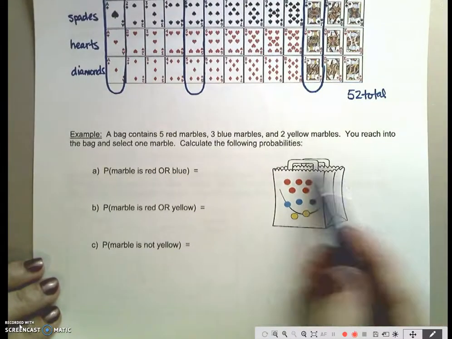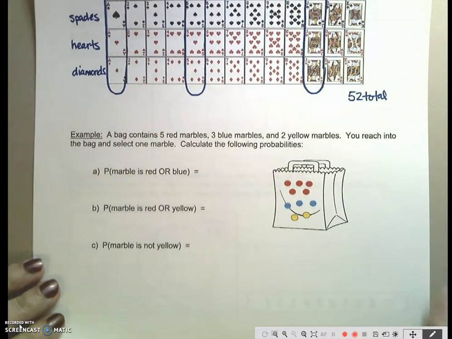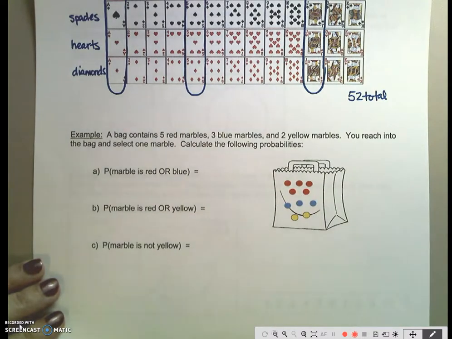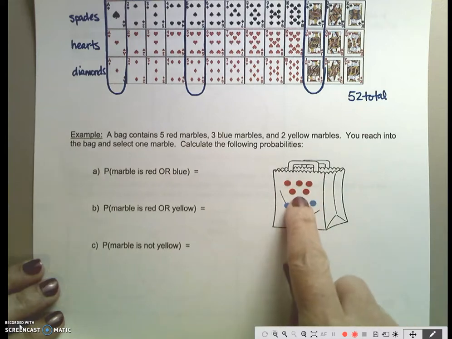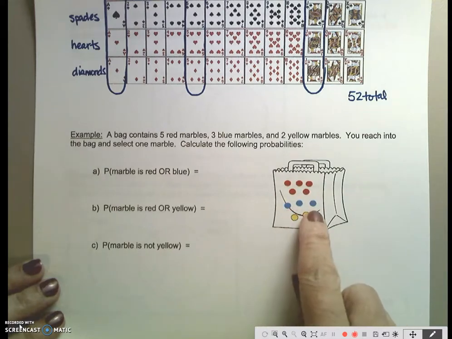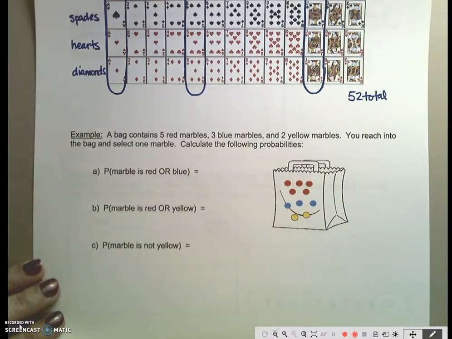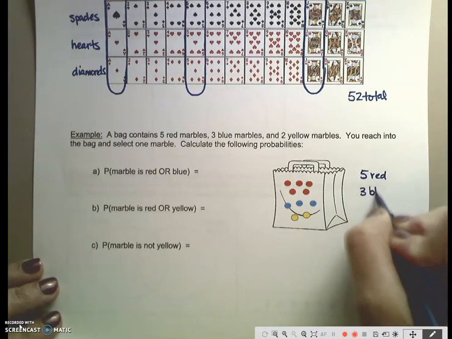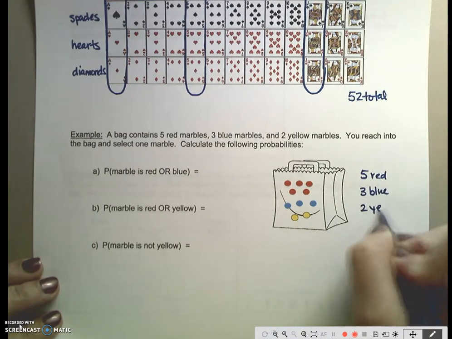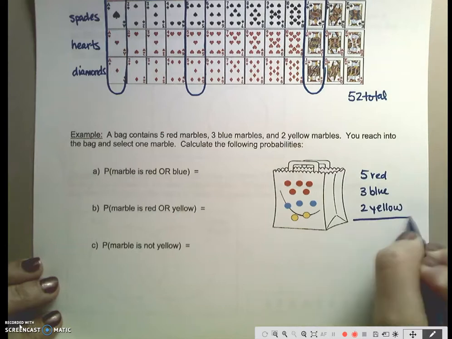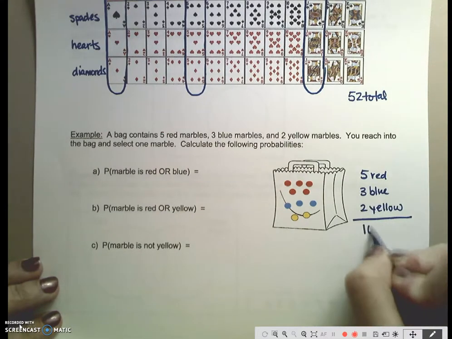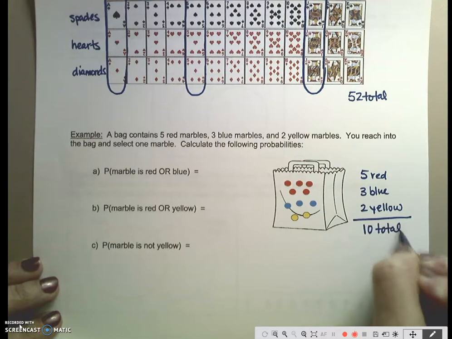I went all out on the clip art here. I know you're super impressed. A bag contains 5 red marbles. Again, if you didn't print your notes in color, you wouldn't see these colors. So these top 5 are red. These 3 in the middle are blue, and then there's 2 that are yellow. So 5 red, 3 blue, 2 yellow. And that gives us a total of 5, 6, 7, 8, 9, 10. 10 total. I did that to make the numbers work out nice.